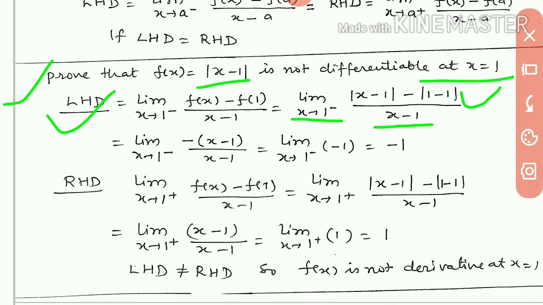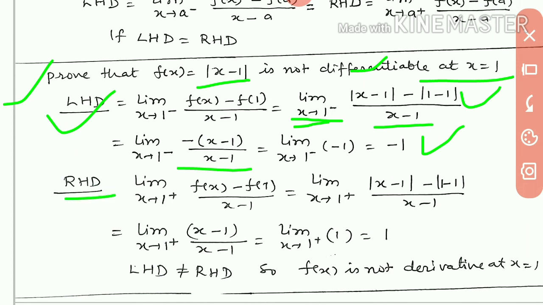You will get 1 minus 1 is 0. And look here, in modulus of x minus 1, x is less than 1. In place of x you put less than 1, which means the value inside the modulus will be negative. If the inside of the modulus is negative, you have to make it positive. For that you have to multiply by minus. So you will get here minus bracket x minus 1 upon x minus 1. Now this cancels, you get minus 1, and when you put the limit, you get minus 1. So the left hand derivative is minus 1.